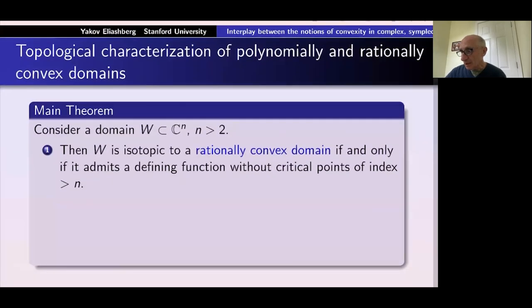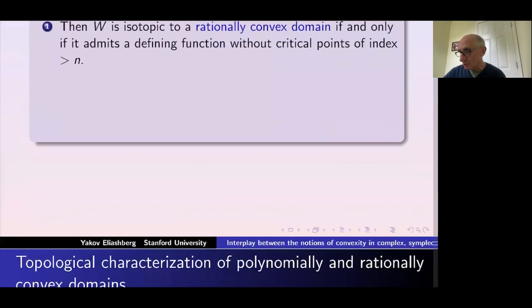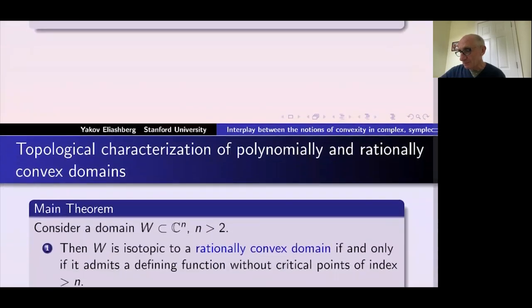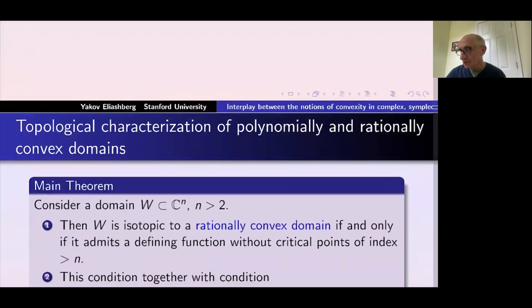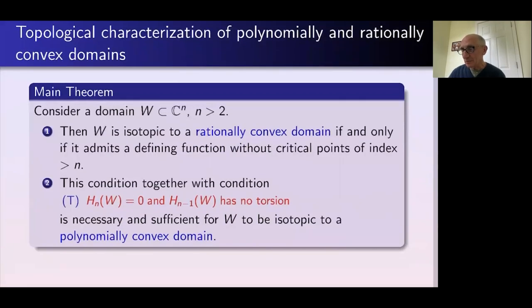So I just want to skip all this very fast because I want to go to a completely different subject. Maybe let me formulate this as a theorem. What I already formulated is that, number one, in dimension greater than 2, you have a kind of h-principle for the construction of rationally convex domains and polynomial convexity. You see, there is the following obvious condition for polynomial convexity, namely, n-dimensional homology should be trivial, and you can also check the torsion, and then minus one dimensional homology should be trivial.